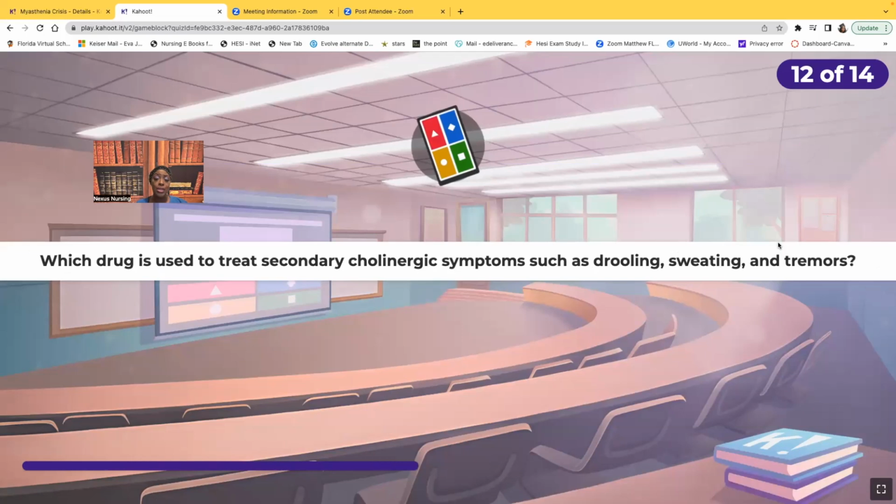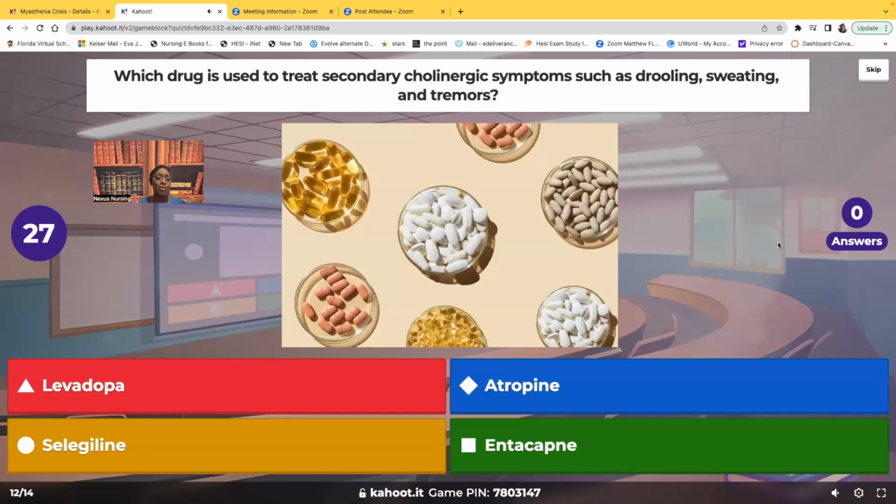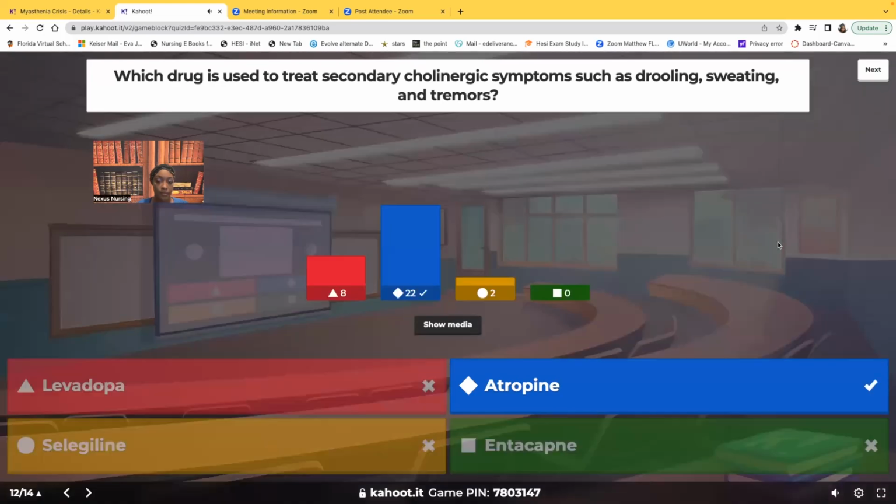Which drug is used to treat secondary cholinergic symptoms such as drooling, sweating, and tremors? I'm sorry, I gave you the answer already. So what is it? Is it levodopa, atropine, selegiline, or entacapine? I spelled that wrong, but it's entacapine. Which medication do you expect to be given for those secondary cholinergic symptoms such as drooling, sweating, and tremors? Very good. Atropine. I just gave you guys the answer.